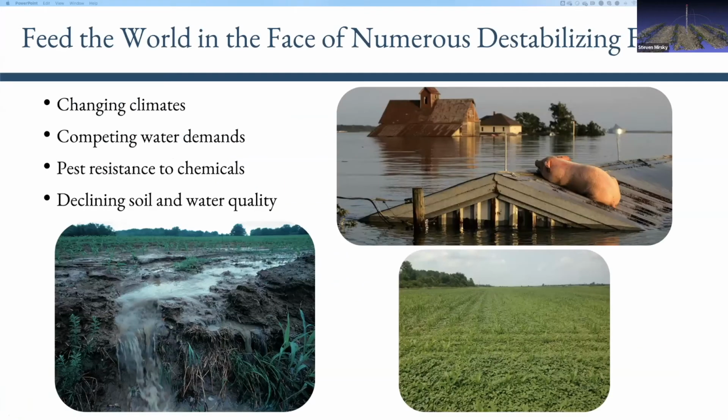So as we know, we've got to feed the world. We're going to scale these food production systems up in the next couple of decades. And it's not just increasing food production. We have all these destabilizing factors. Climate change has been talked about a lot, I'm sure, throughout this event. But there are a lot of other destabilizing factors that also interact with climate change, like competing water demands. Many of our pests are resistant to most of the chemical options we have, particularly in the case of weeds, and there's the continuous decline of our soil and water quality.